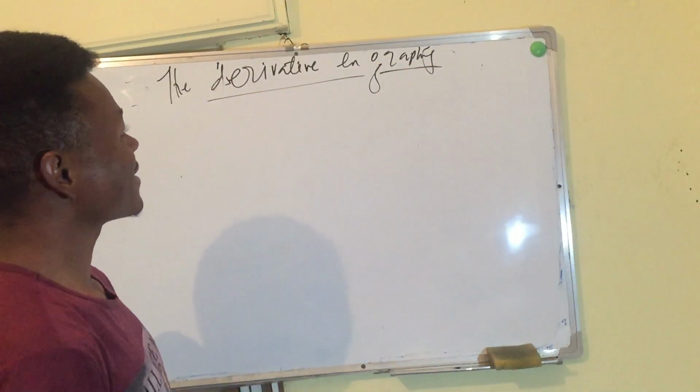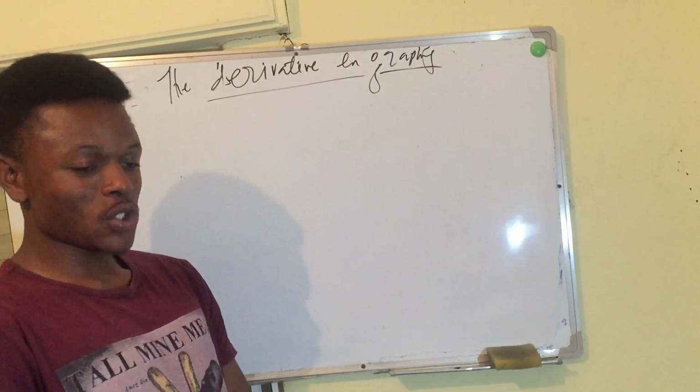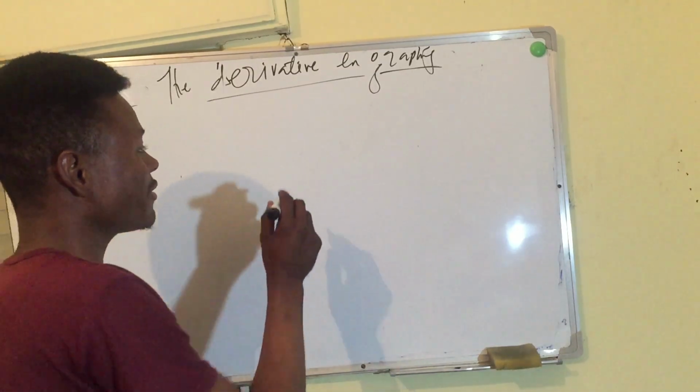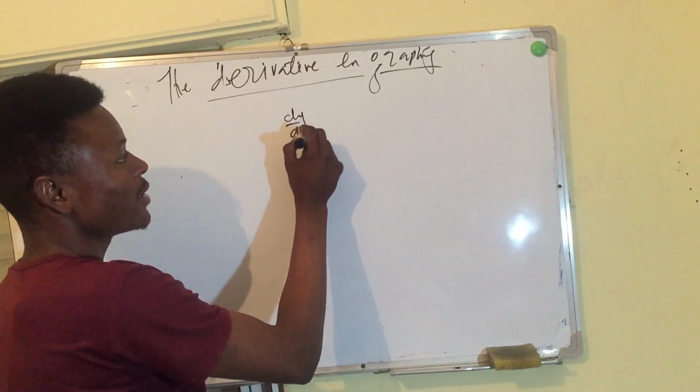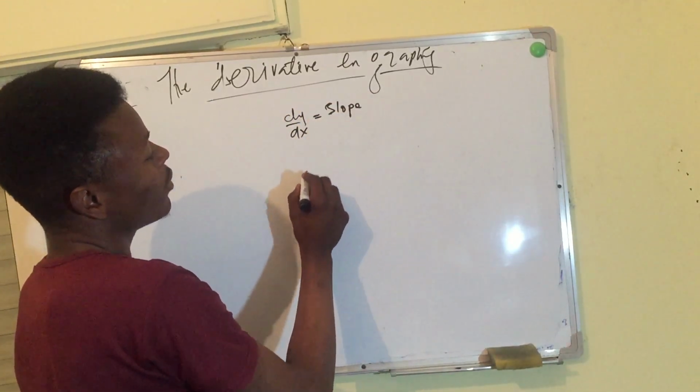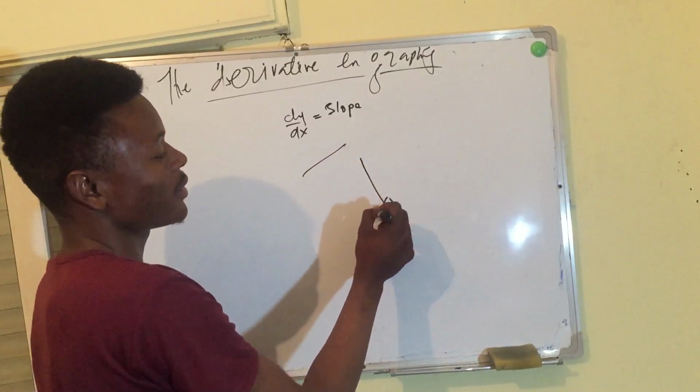So today, the derivative in graphing. So actually application is, dama derivative mun san dy dx da yake da slope. Menene slope? Ko hawa ko gangare, right?